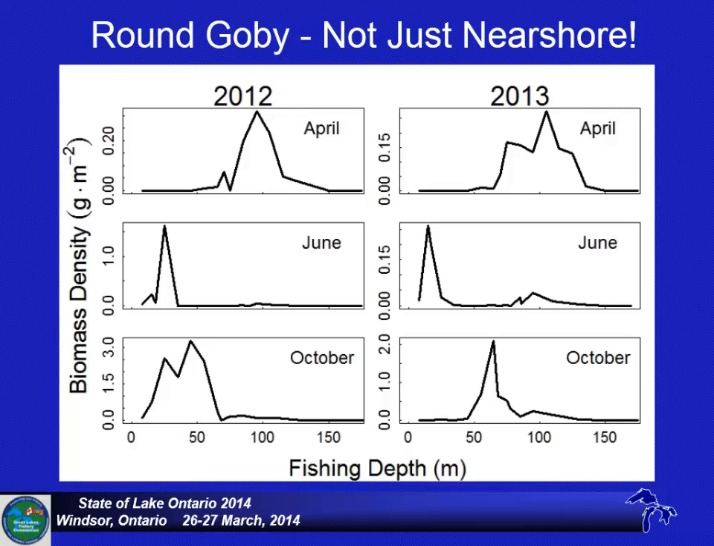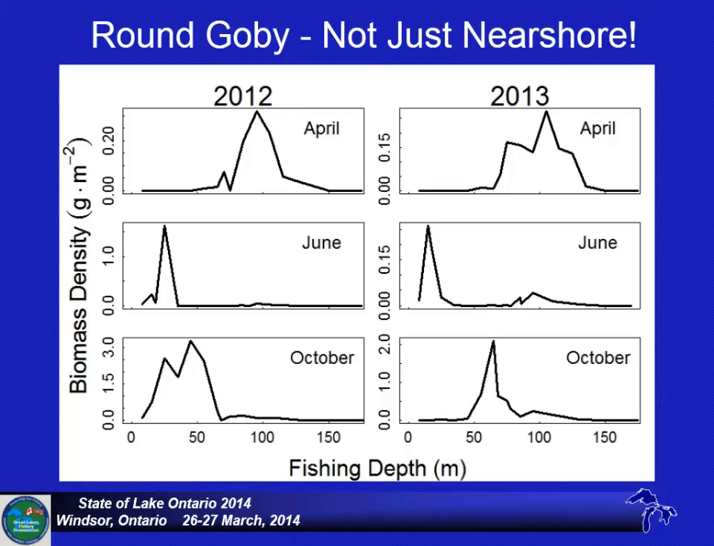When we go out and trawl in April, June, and October, we see starkly different densities associated with depth. In April, the peak density of round goby, biomass density, is around 100 meters. So that's actually where we find the warmest water on the bottom. That's where we're seeing the highest densities of round gobies, and there are a lot of them spread out across that area. So April, we're almost thinking of as sort of a winter distribution.